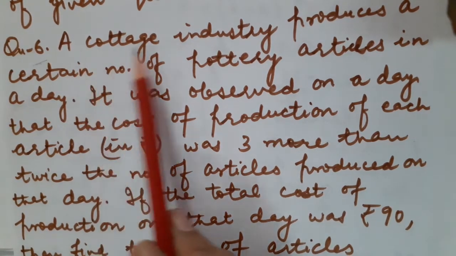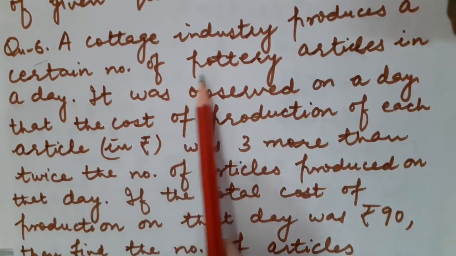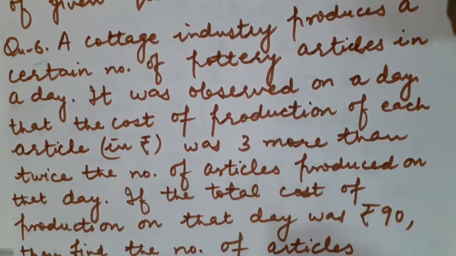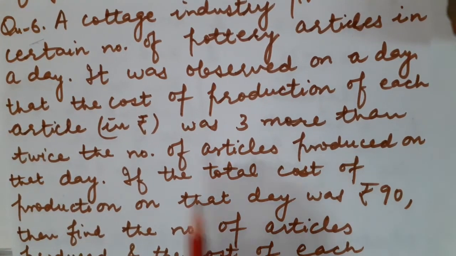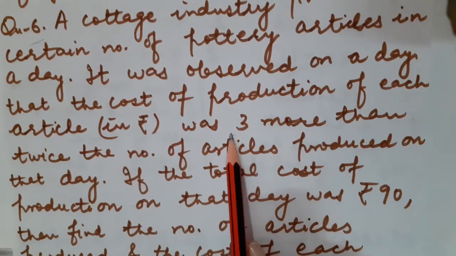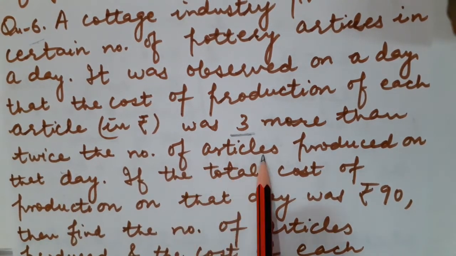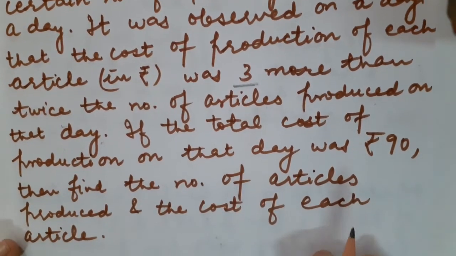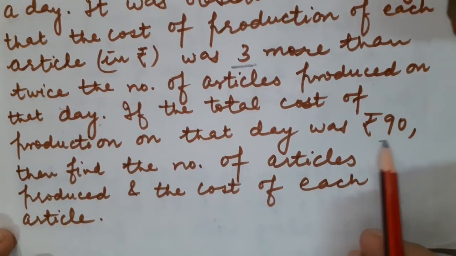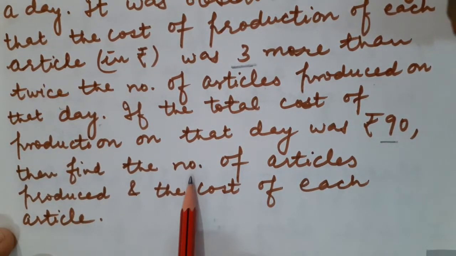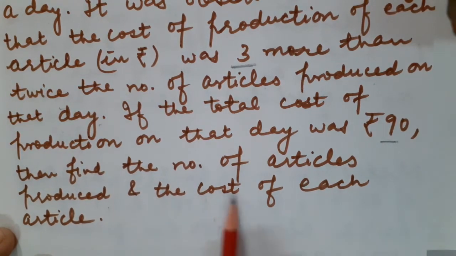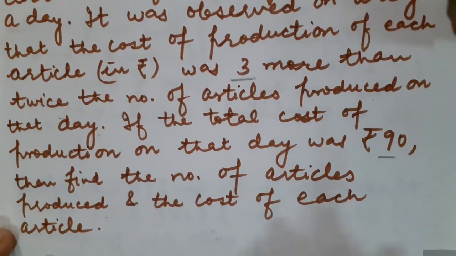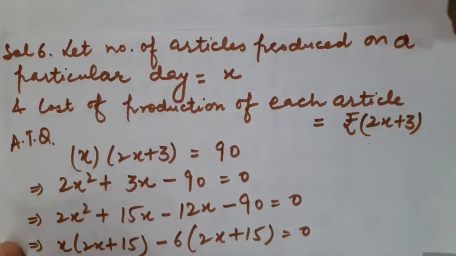A cottage industry produces a certain number of pottery articles in a day. It was observed on a particular day that the cost of each article in rupees was 3 more than twice the number of the article produced on that very day. If the total cost of the production on that day was rupees 90, then find the number of articles produced as well as the cost of each article. Are you clear with the statement? Fine? Okay. So let us start its solution.